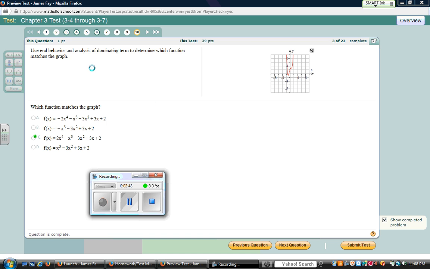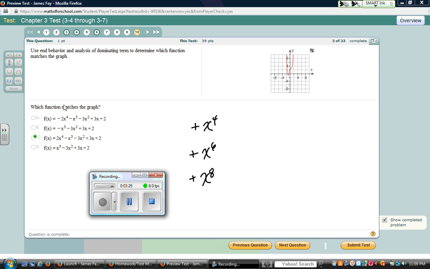Okay, here it says use end behavior and analysis of dominating terms to determine which function matches the graph. End behavior, as x is going to negative infinity, y is going to positive infinity. As x is going to positive infinity, y is going to positive infinity. Okay, so it's even. The degree is even. I know it's not x squared because of the nature of what's going on right there. It is x to the 4th, x to the 6th, x to the 8th, so on. Okay, and now it's got to be a positive a coefficient, so whatever my a out front is, it's positive.